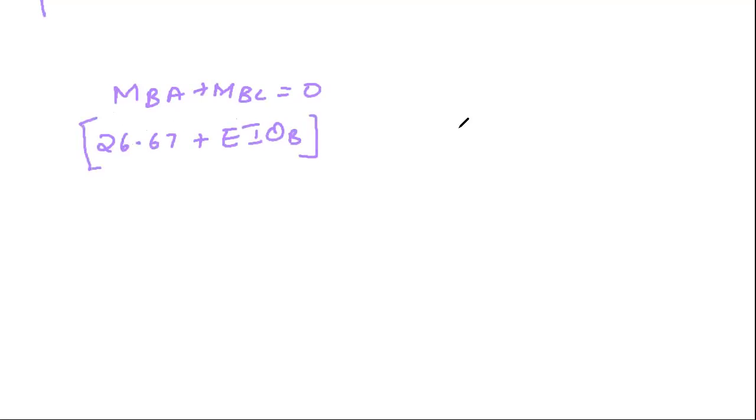Now first equation is what? First equilibrium equation is MBA plus MBC is equal to 0. What is MBA equation for us? MBA means positive, so 26.67 plus EI theta B. So this is MBA. Plus, what is MBC? Minus 106.67 plus EI times 1.333 theta B plus 0.67 theta C.